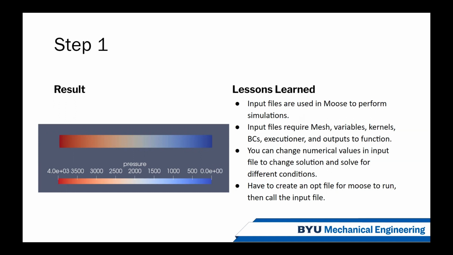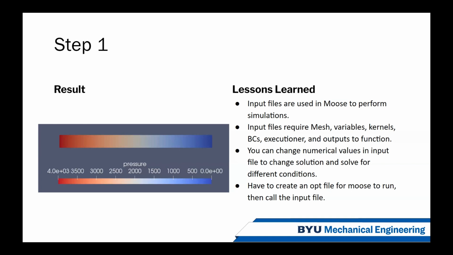So for the first tutorial, step one, we modeled pressure in a material sample, as you can see on the left. The lessons that we learned from this were that the input files are used in Moose to perform simulations. Input files require sections such as mesh, variables, kernels, boundary conditions, executioner, and outputs. And you can change the numerical values in input files to change the solution and solve for different conditions.